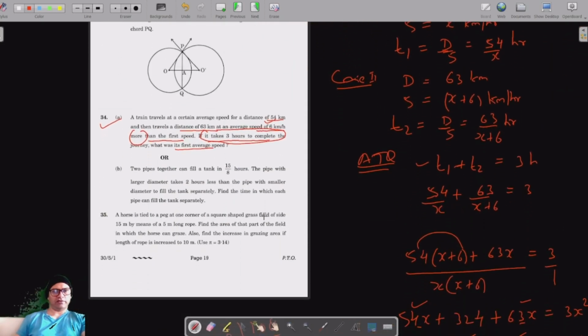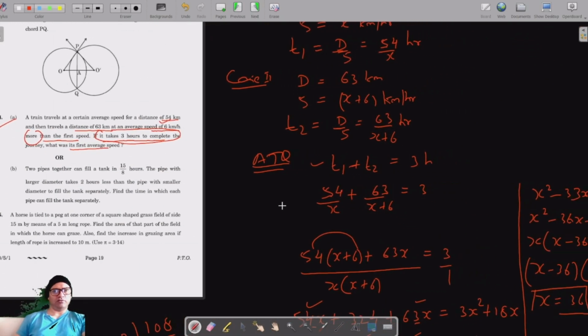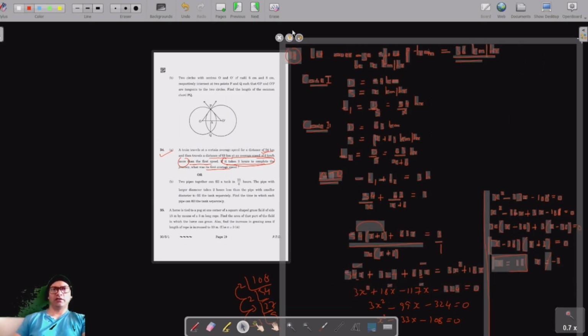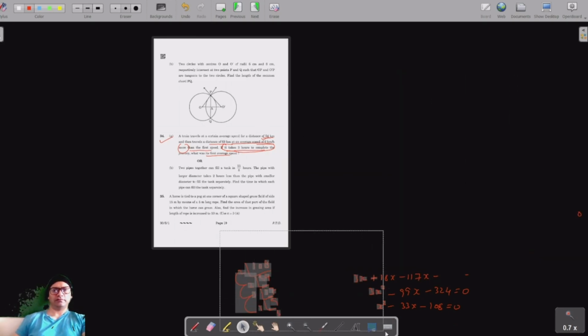For the next part B, it says that two pipes together can fill a tank in 15 by 8 hours. Okay, I'm going to erase this.